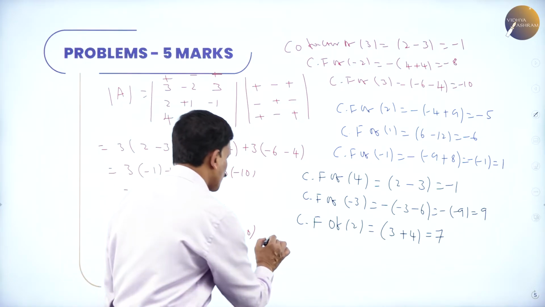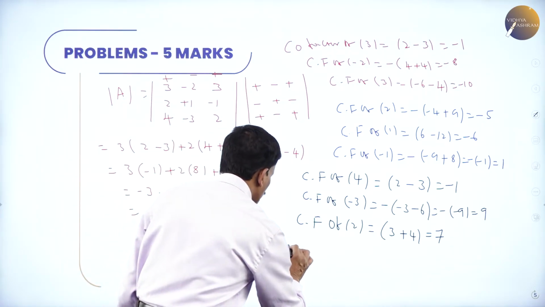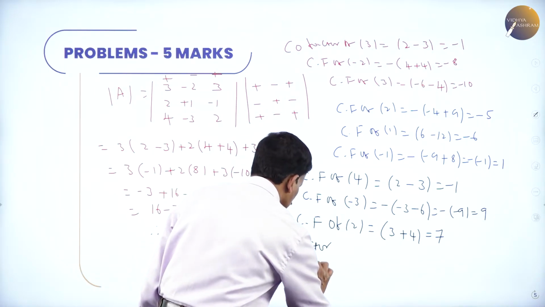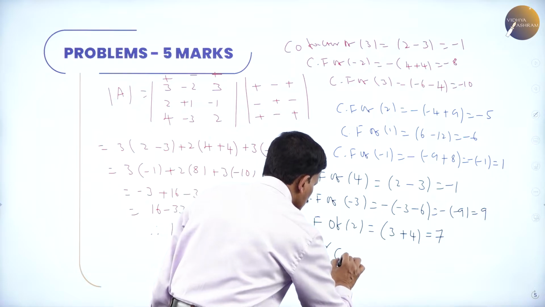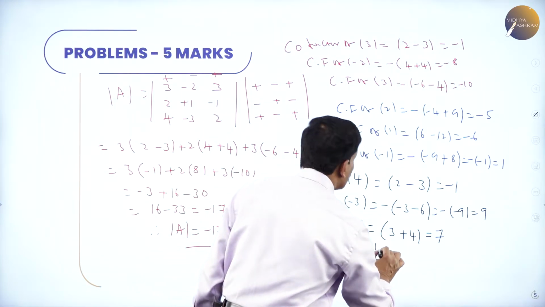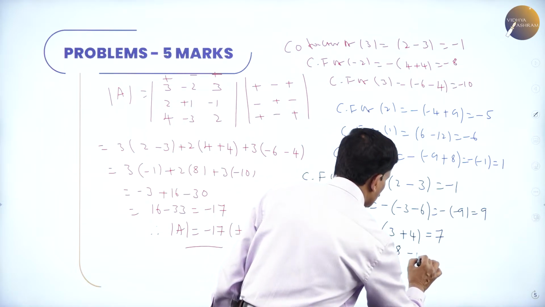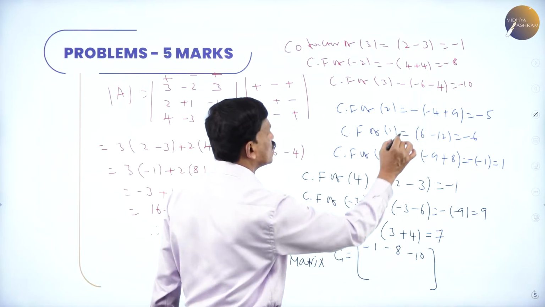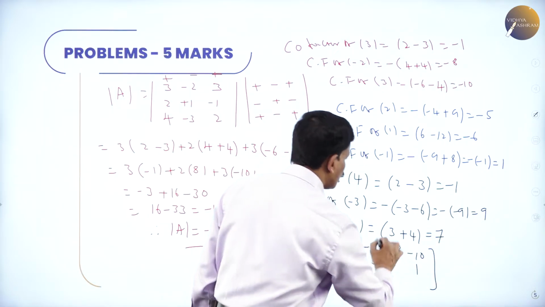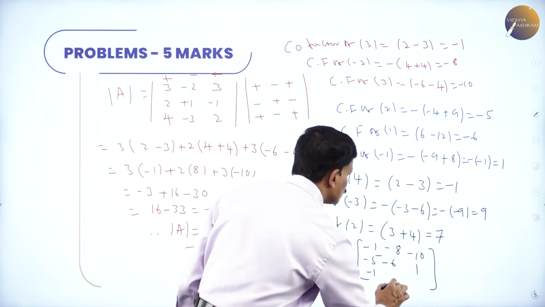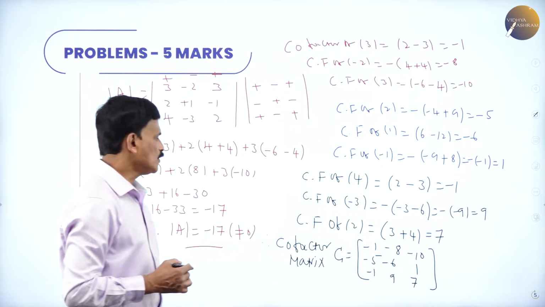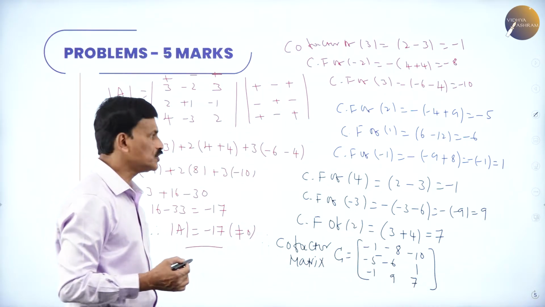Now write down the cofactor matrix. Therefore, cofactor matrix C is equal to, write down the elements minus 1, minus 8, minus 10 for the first row. For the second row, minus 5, minus 6 and 1. For the third row, minus 1, 9 and 7. This is the cofactor matrix. Now if you transpose this, you will get the adjoint.